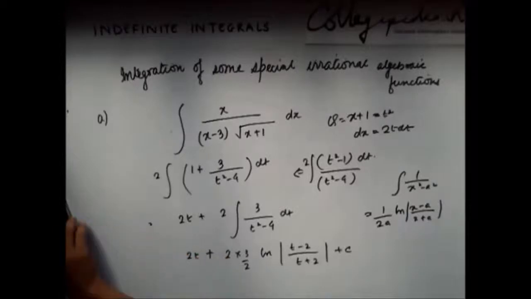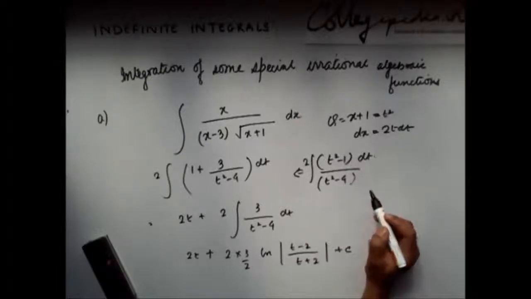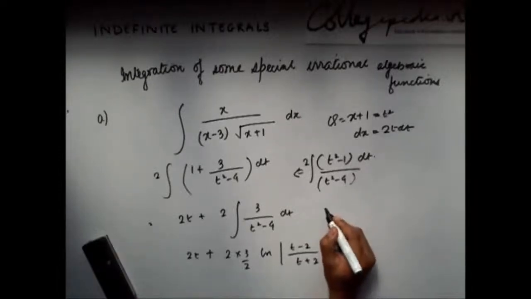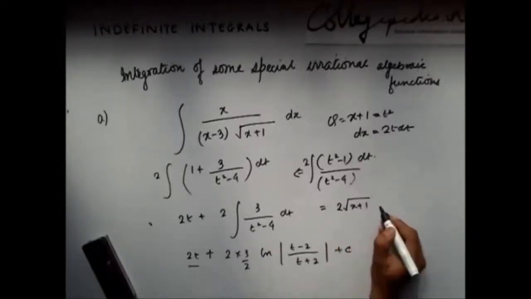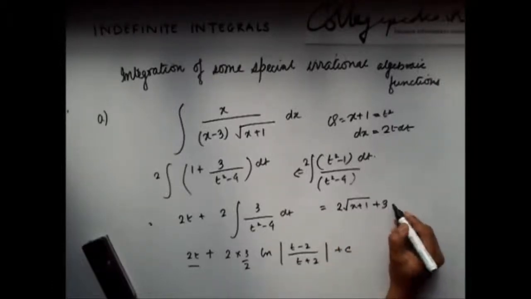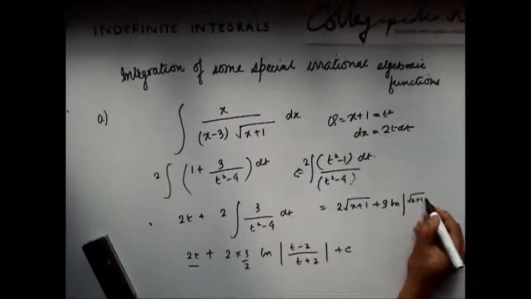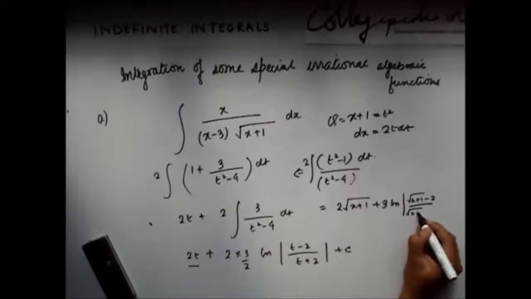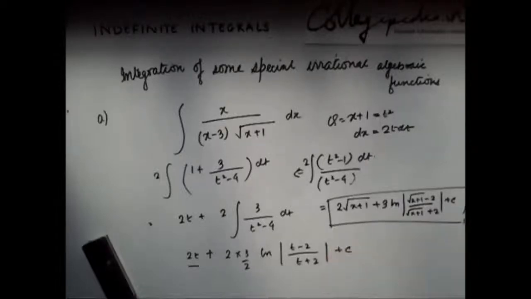So my final solution is, I'll replace t with root under x plus 1. So my answer is 2 root of x plus 1, plus 3 ln of root x plus 1 minus 2 by root x plus 1 plus 2, plus c. So this is my final solution. Okay.